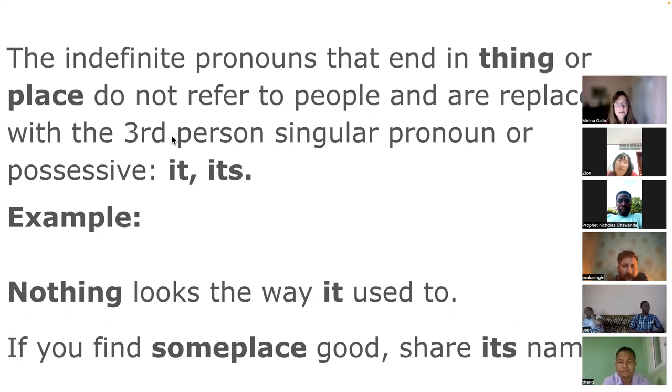So the ones ending with thing or place or where, because they're not referring to people, we use it and its instead of they and their. So this is a little bit unusual, but I just want you guys to be familiar with it in case your students come up with those questions for you.